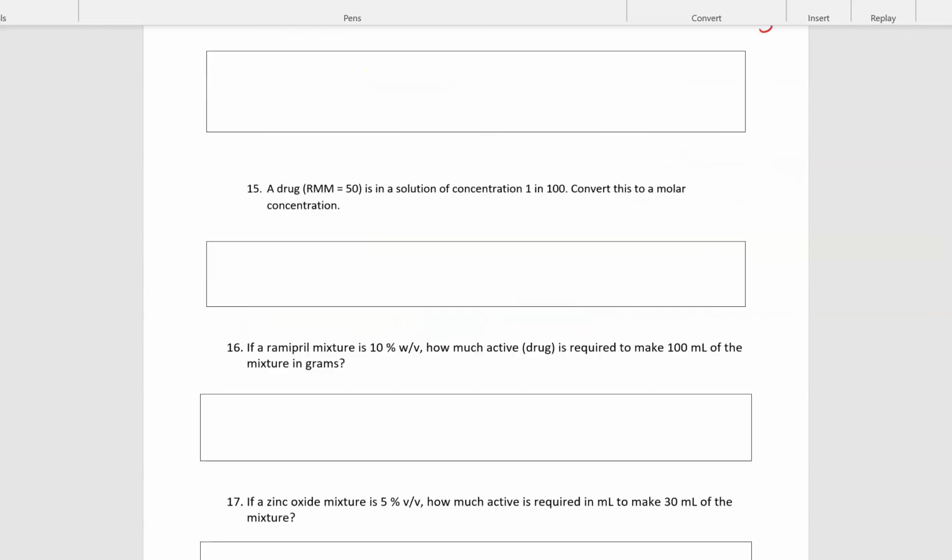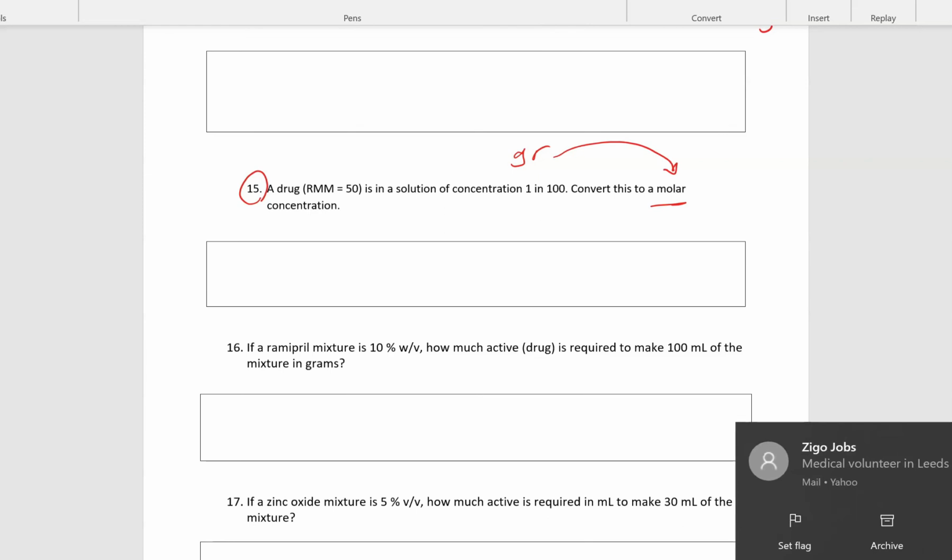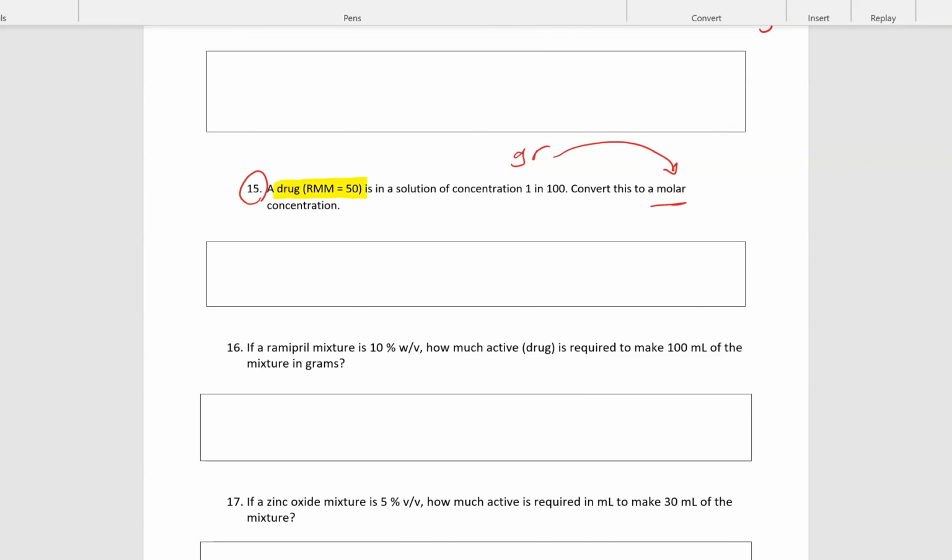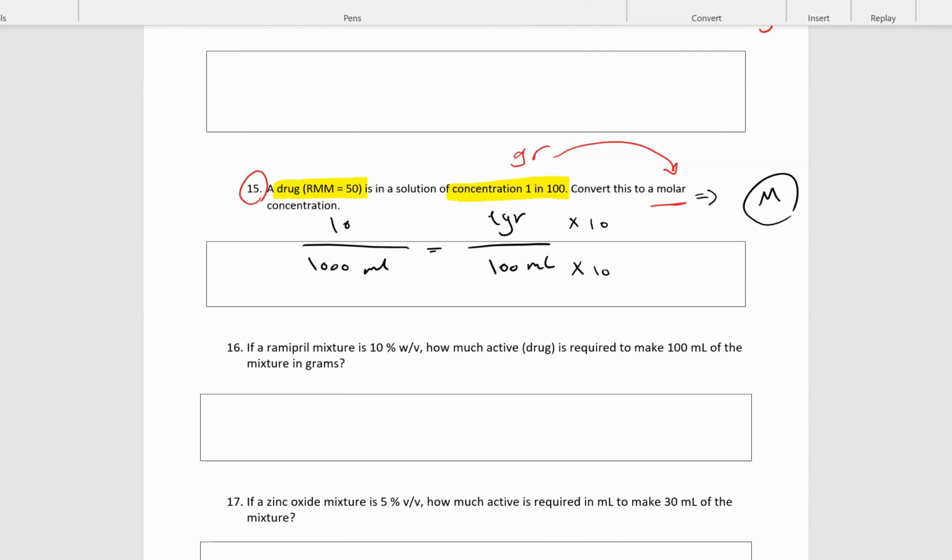Sorry. So we need to convert the gram to mole. If we have a drug with the relative molecular mass of 50 and the concentration ratio is 1 in 100, 1 gram in 100 milliliters, and if I times this one by 10 and this one by 10, we'll get 10 in 1000 milliliters. The molar concentration is something like M, a number next to the M. It means moles in 1000 milliliters. That's why here I just want to find 1000 milliliters.